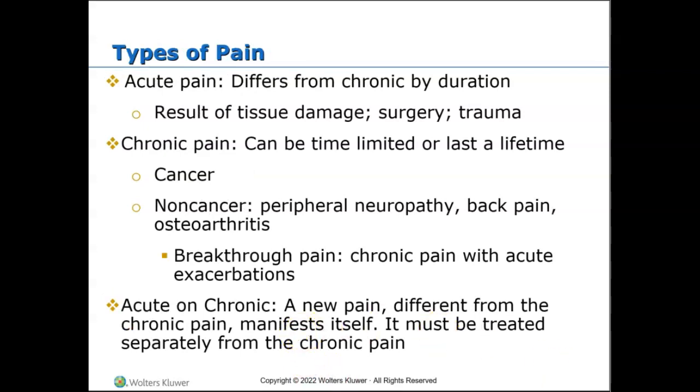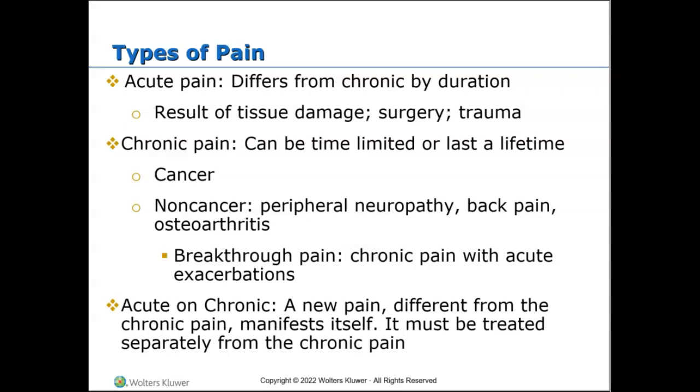Acute on chronic pain, right, is a new pain different from the chronic pain itself, and it manifests itself. So the acute on chronic pain means that the patient now has an acute episode of pain on top of the chronic pain that they've had ongoing for over 6 months, but much, much longer, typically years. And so we do have to treat that pain on top of the chronic pain.